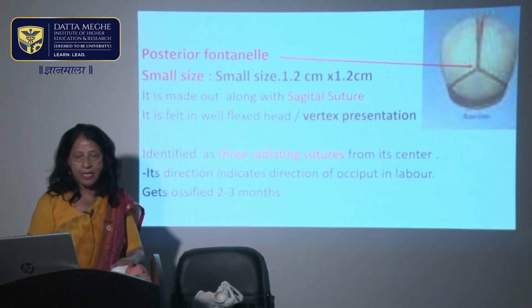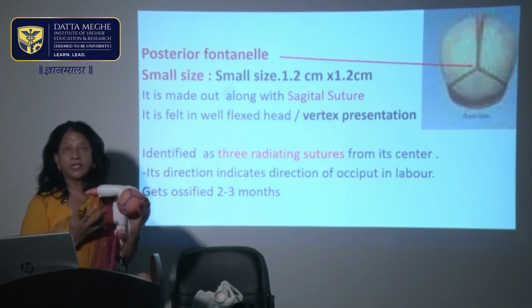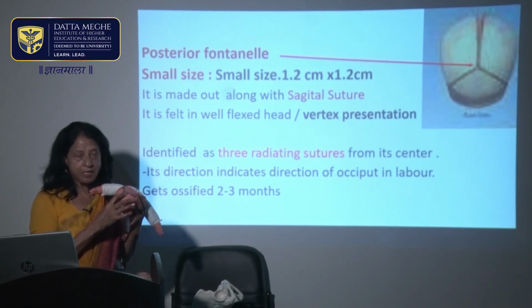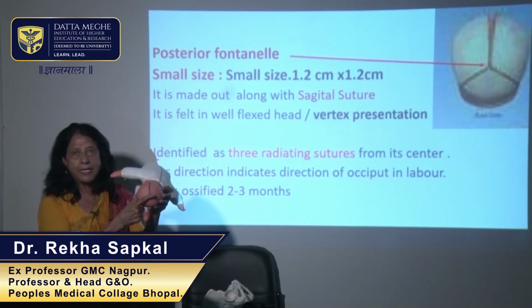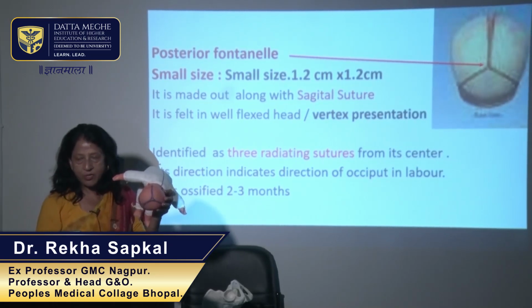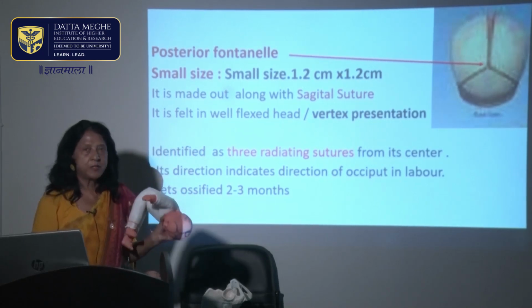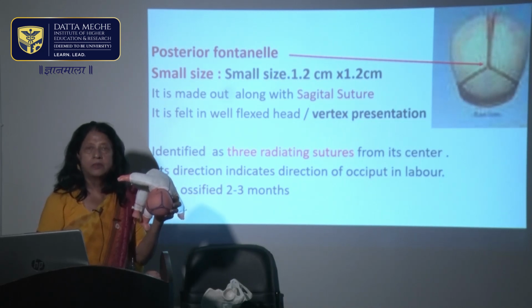What I can make out? I can make out the presenting part. Thus, in vertex presentation, what can be the presenting part? The presenting part can be fontanelle, can be sagittal suture, and the direction of the fontanelle will indicate the direction of the position, whether it is left side, right side, whether it is anterior, whether it is posterior, I can make out. So, by palpating posterior fontanelle, I can identify the position.